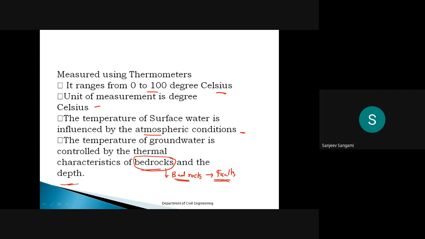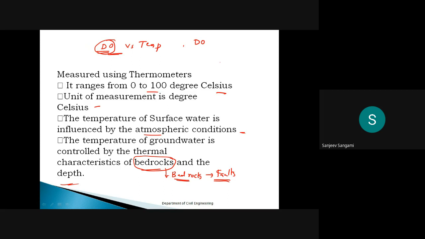Then which parameters are going to be affected by this temperature? The first one is dissolved oxygen. One of the parameters that we always talk about is dissolved oxygen versus temperature. These parameters we will discuss later. What is this dissolved oxygen? Dissolved oxygen means the oxygen that is present in the water.